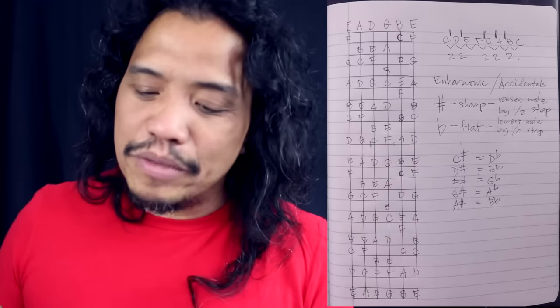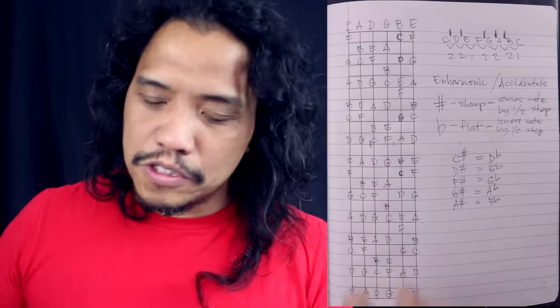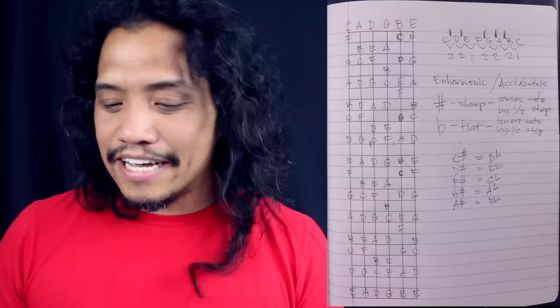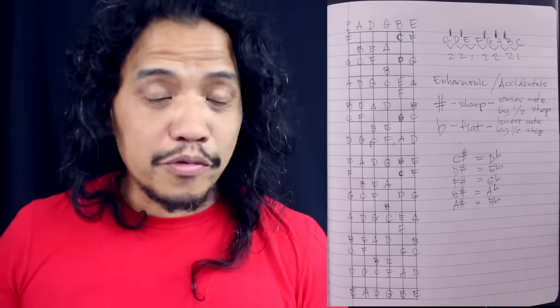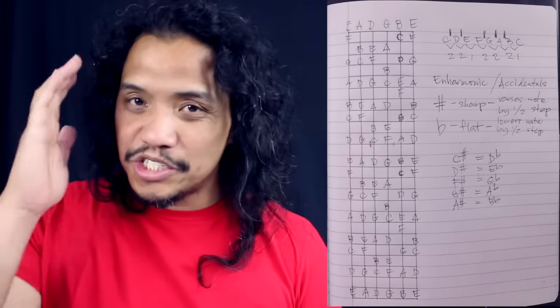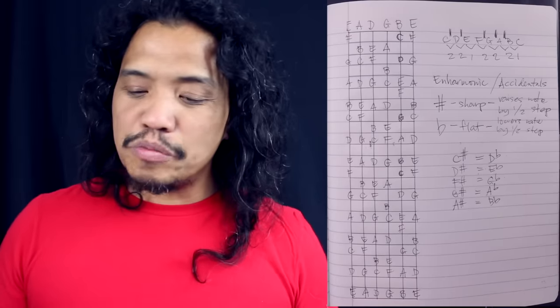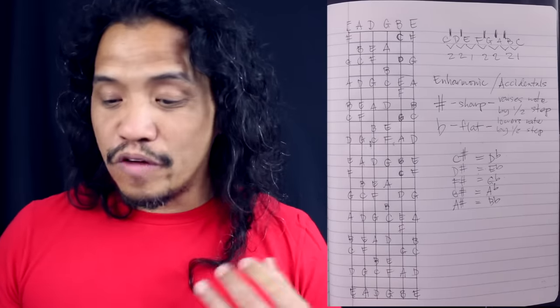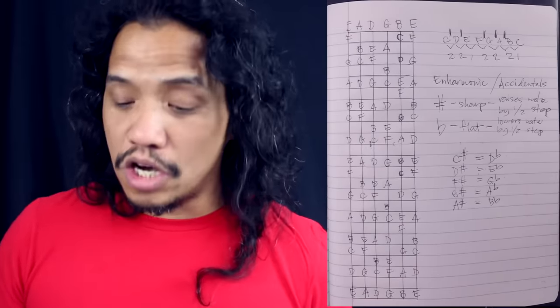So looking at a cleaner version of the fretboard, meaning just the natural notes, it's a little easier to handle visually. Now knowing that the sharp raises you one fret, and the flat lowers you one fret, also engages your brain and allows you to be more active in finding and playing the notes on the fingerboard.